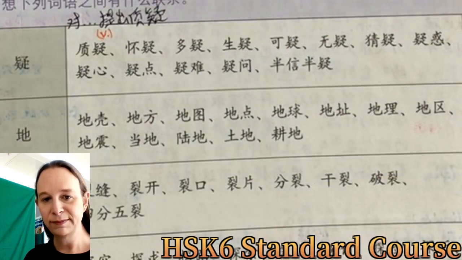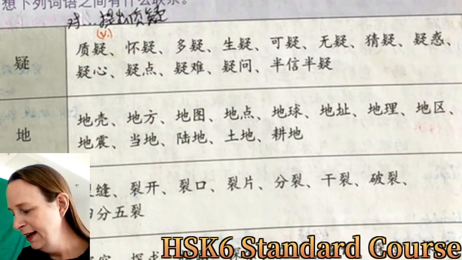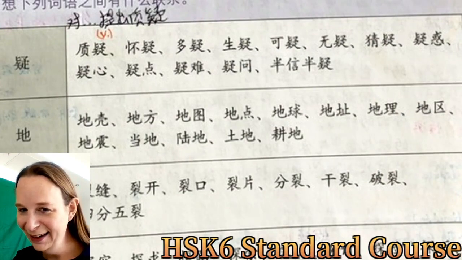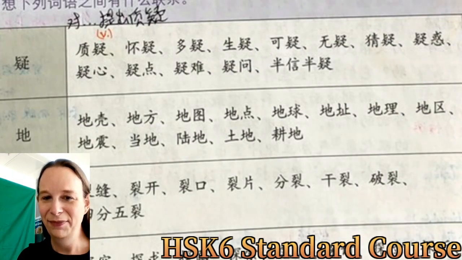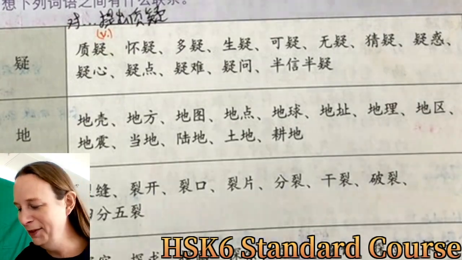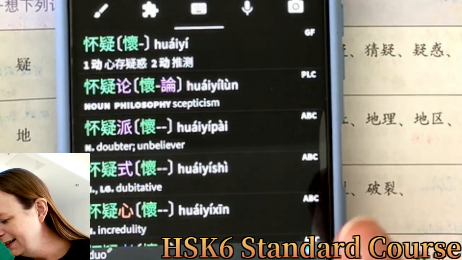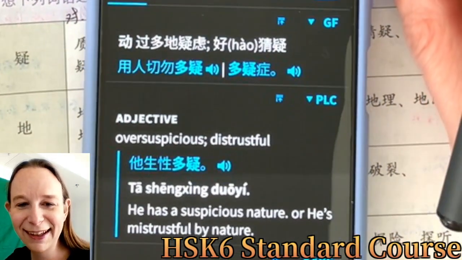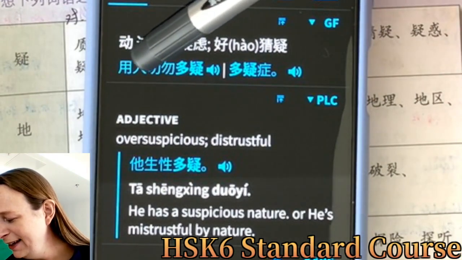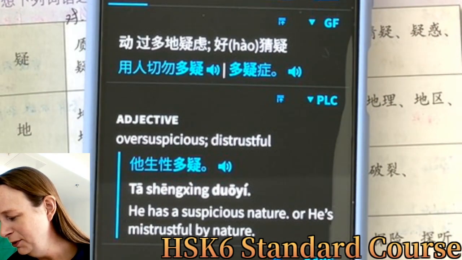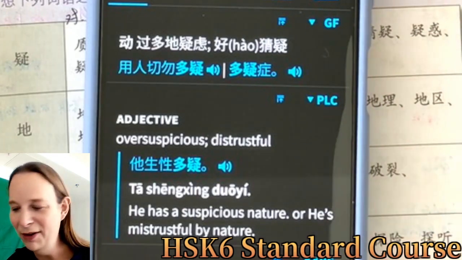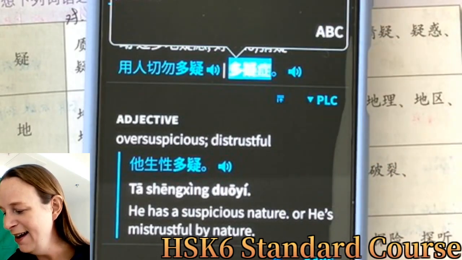All right. Next, 多疑. So this has got to be a noun, right? 多疑. It's 很多的怀疑. When 怀疑 counts as a noun. I'm guessing that's what it means. 多疑. No! How can it be a verb? 用人 what? 切勿多疑 what? 多疑症. 多疑症 is that paranoia? Yeah, all right. 多疑症.